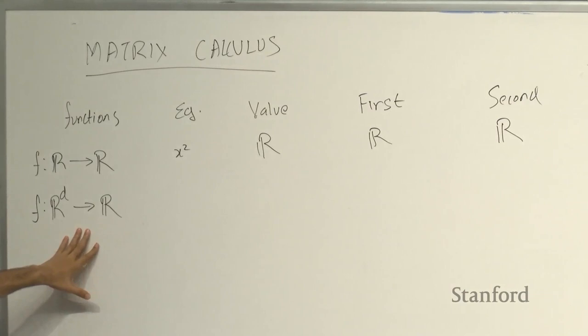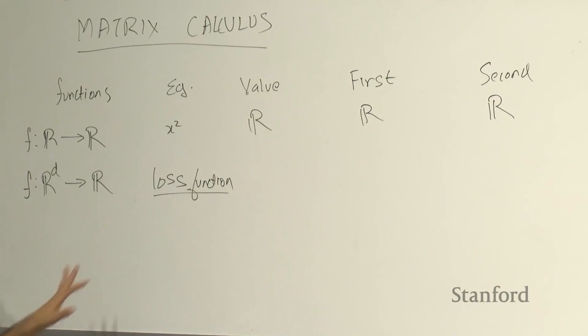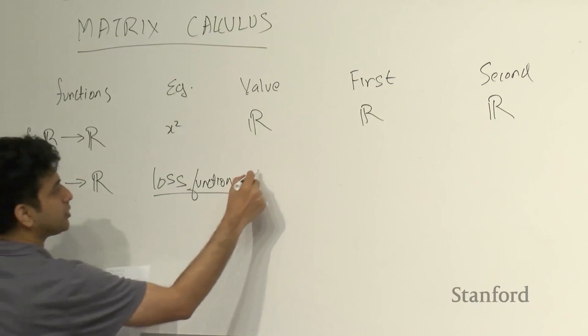The most common one that we're going to encounter is what you call a loss function. We haven't covered what a loss function is yet, but this is just to give you a sense of the kind of things you're going to be looking at. The loss function has a scalar value.